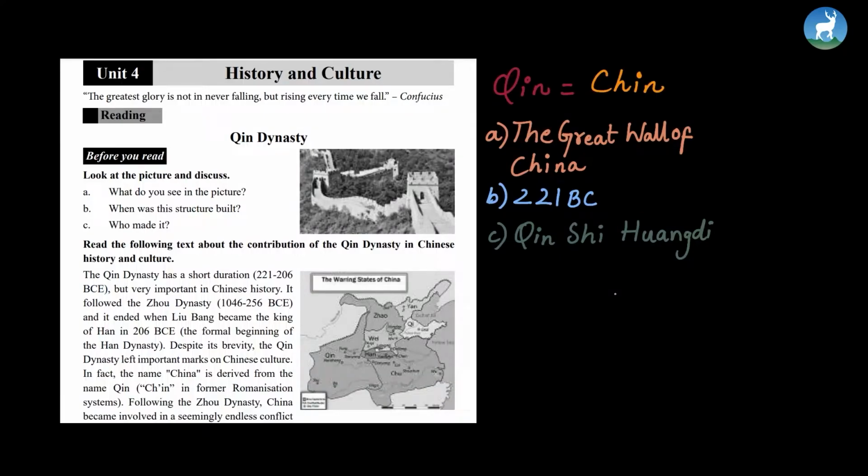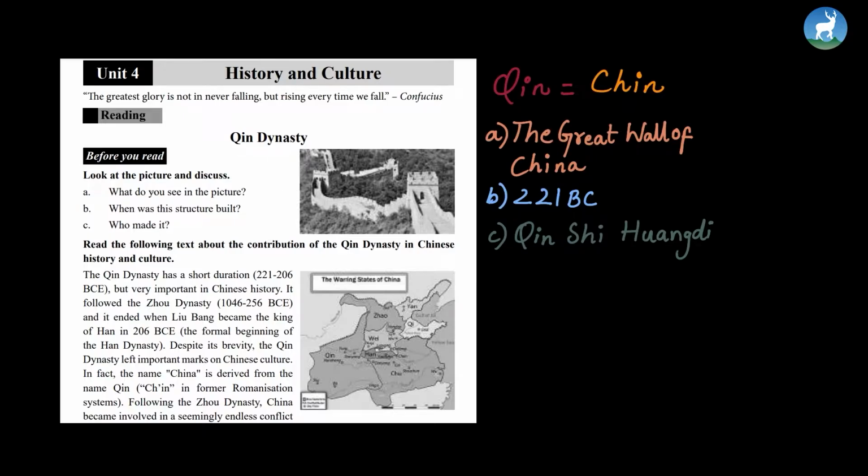So under this unit, we are going to be studying about the Qin Dynasty. Although the spelling may be Q-I-N, the pronunciation of this word is Qin. So before we read the passage, let's have a look at the questions.